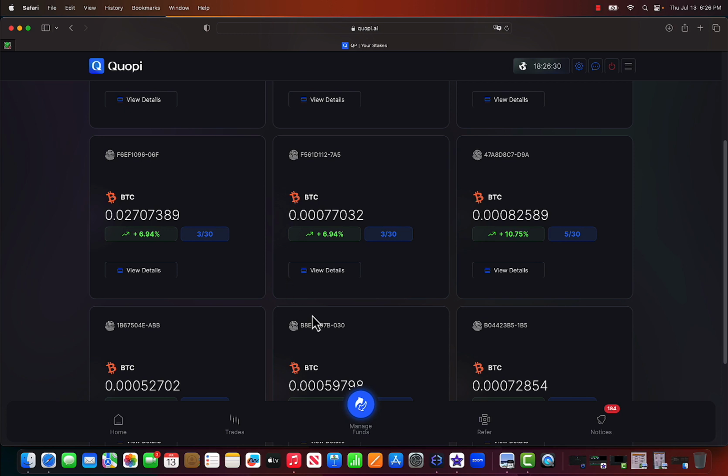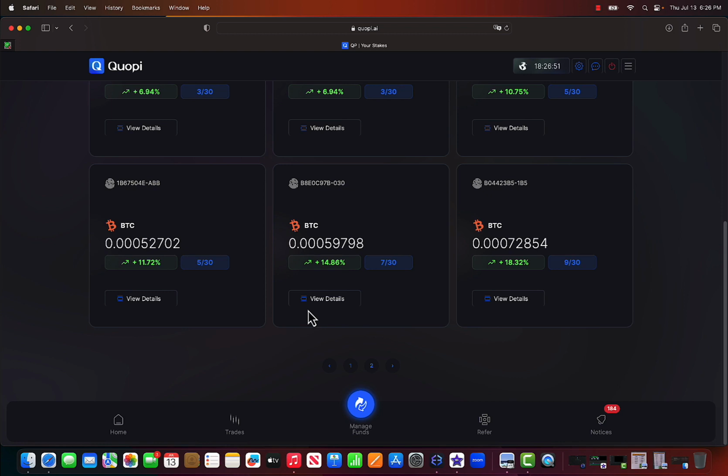And the next three we're going to pick up have been staked for 3 days, and the one on the right is 5 days. The two that I'm talking about for 3 days are the left and the middle, and they have achieved a 6.94% return. The one on the far right has been staked for 5 days, and it has achieved a 10.75.